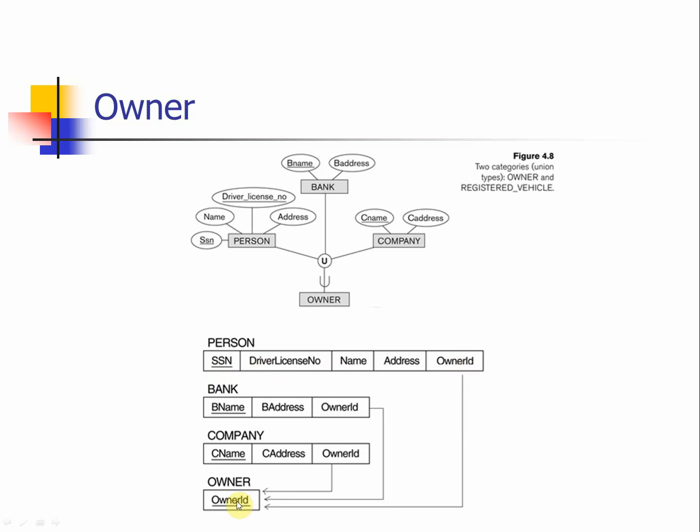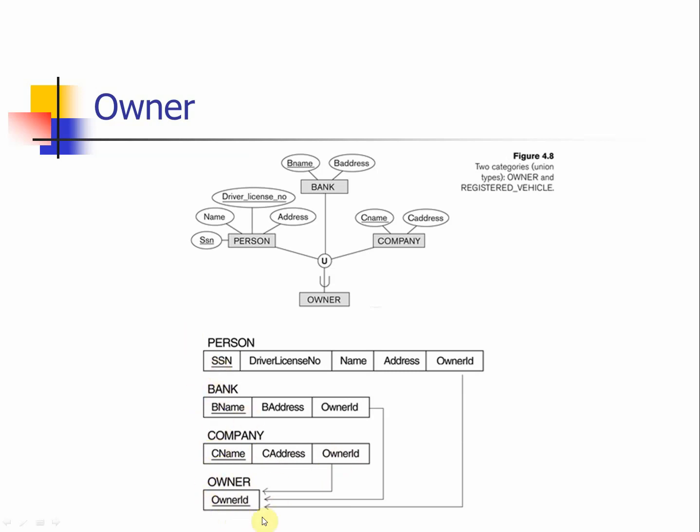So we will know the first owner is a person. If owner ID 2 is a bank, then we will have the information over here, owner ID 2, to refer back to the owner. The same thing with the company. Say the third owner is a company, then we will have company name, company address, owner ID 3 that will link to the owner. So this is how we will be able to provide the choices of a person or a bank or a company.